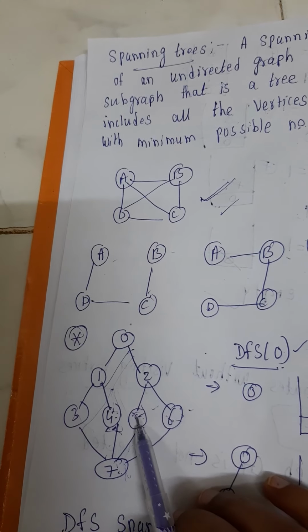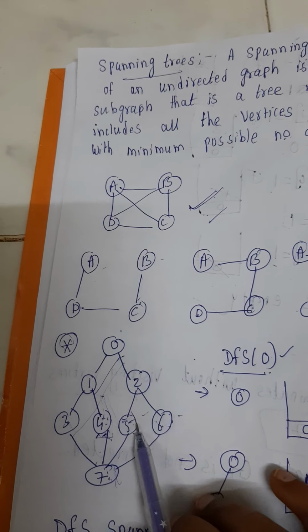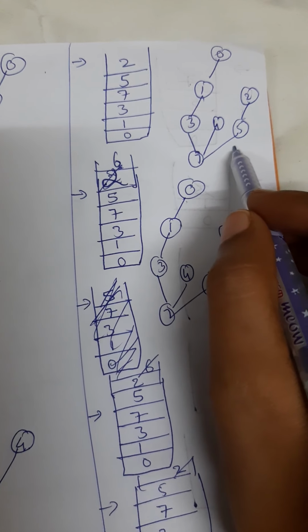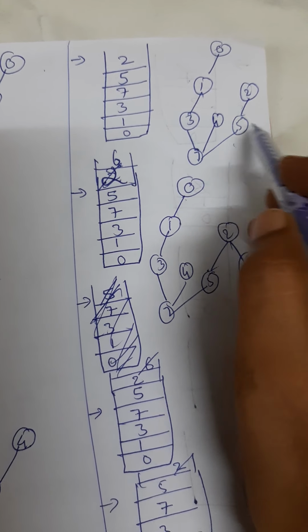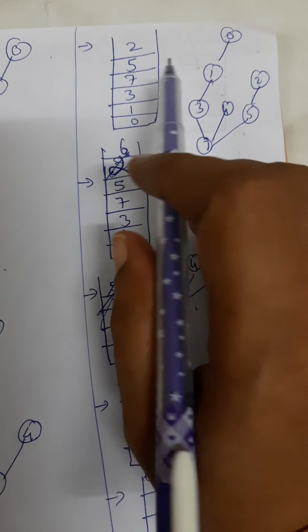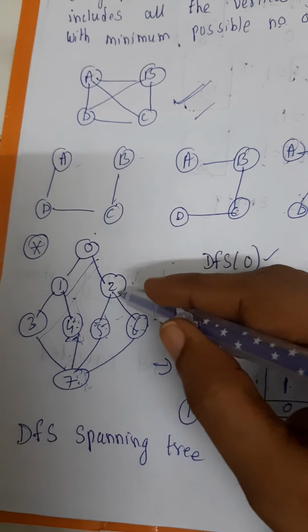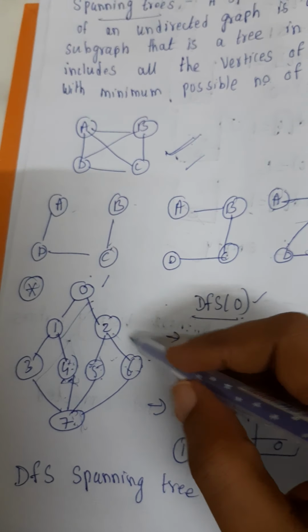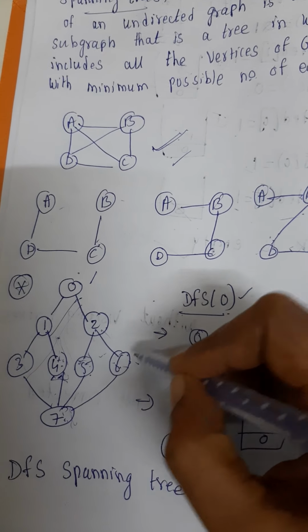Now 5's adjacent is 2. So 2, I am drawing, taking it into the stack, and I am taking the edge here. Now what is 2's adjacent? 0 and 6. 0 is already visited, and now we have to take 6 here.